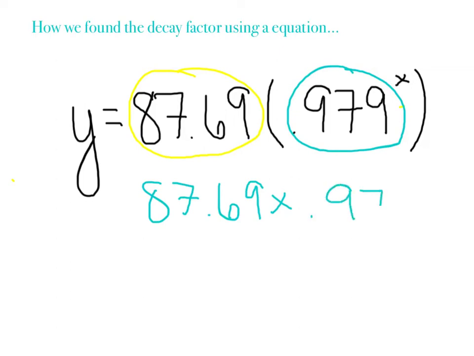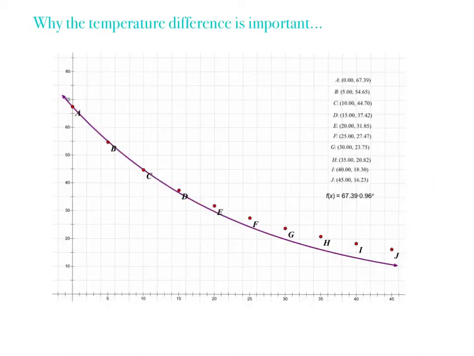So you would multiply it by 0.979, and then you say you want to find it to the power of 5, and then you would get the answer which you want, and that answer is 74.95.